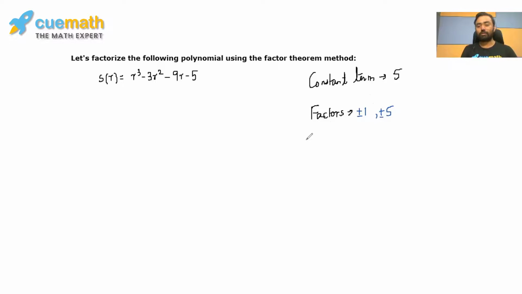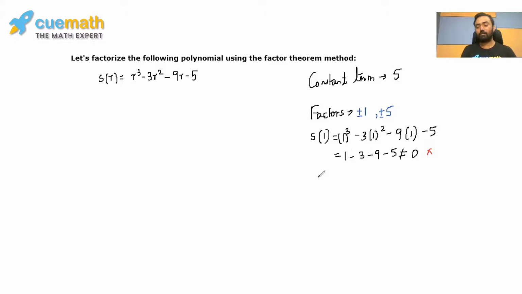Now we'll substitute these values one by one in this particular polynomial. So S of 1, in place of R, we are going to put 1 first. So S of 1 equals 1 cube minus 3 1 square minus 9 times 1 minus 5. If we simplify this, we get 1 minus 3 minus 9 minus 5, which is clearly not equal to 0. So this cannot be one of the roots of this particular polynomial.